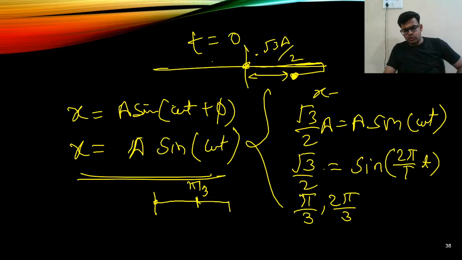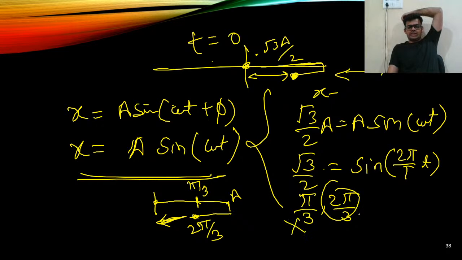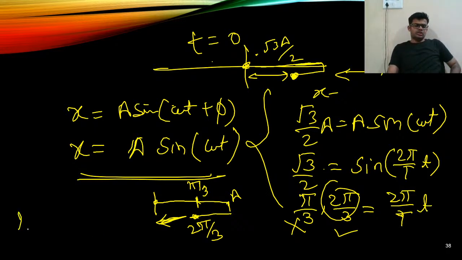When the particle is going to the extreme and again coming back, the total time here will be 2 pi by 3. So the direction of motion will be in this direction. In this question, it is told that the direction of motion is towards the mean position, so we will use this 2 pi by 3. This is not correct, this will be correct for this. So I will directly write 2 pi by T into t. What is the answer? So t will be equal to capital T by 3.